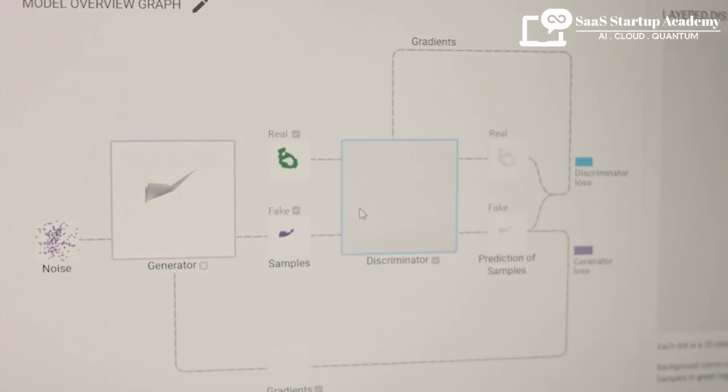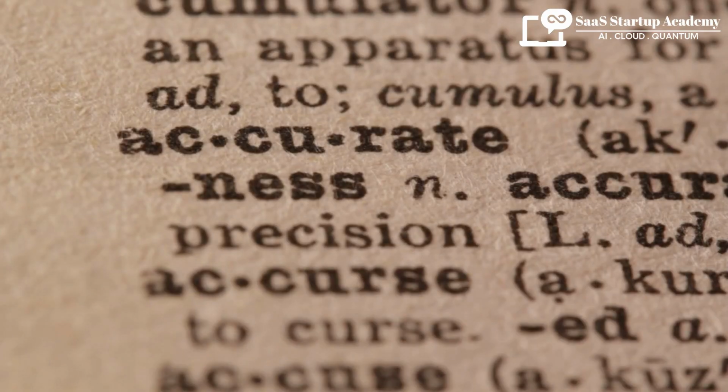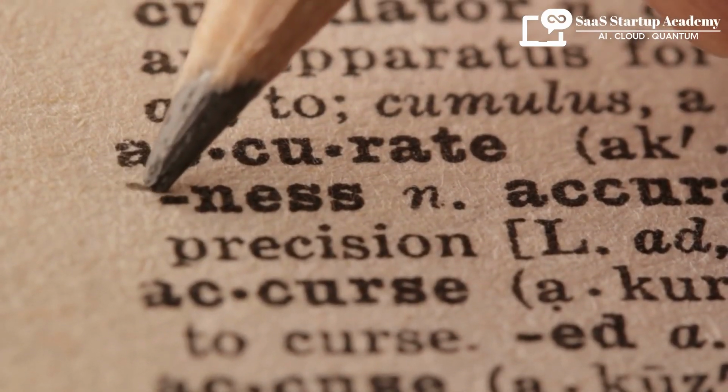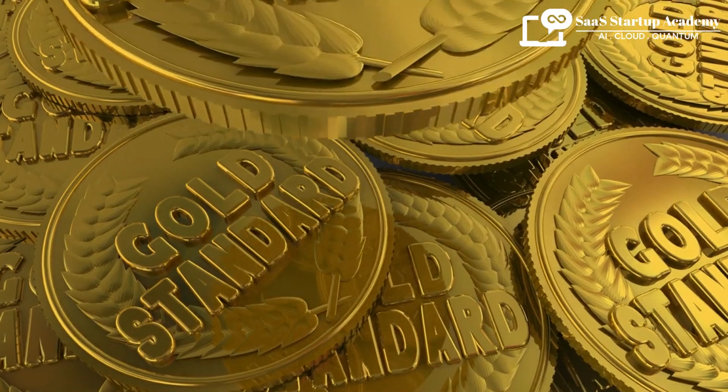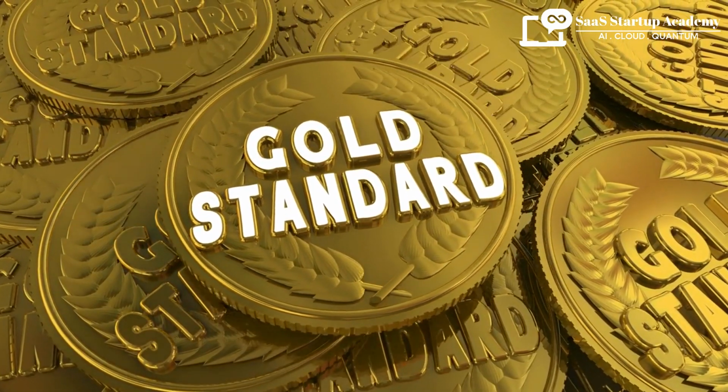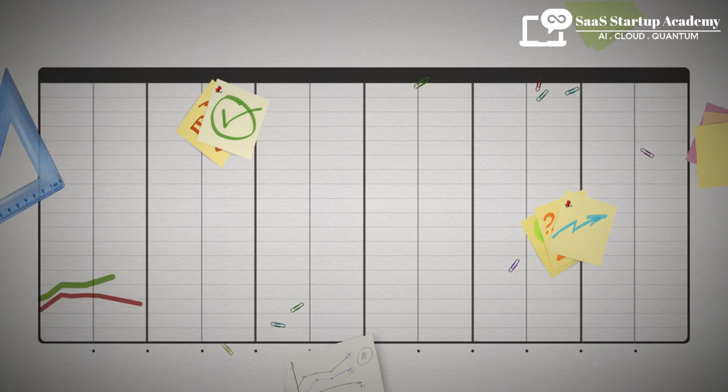1. Classification metrics. Accuracy. The percentage of correct predictions. Precision. The percentage of positive predictions that are actually correct. Recall. The percentage of actual positives that are correctly predicted. F1 score. The balance between precision and recall. ROC AUC. The area under the curve that plots true positives against false positives.